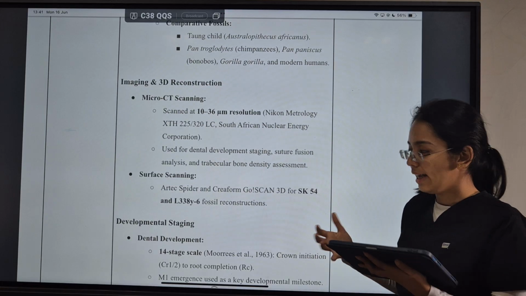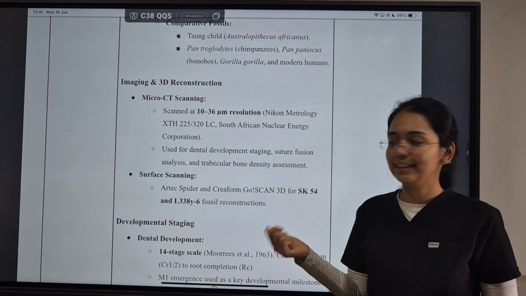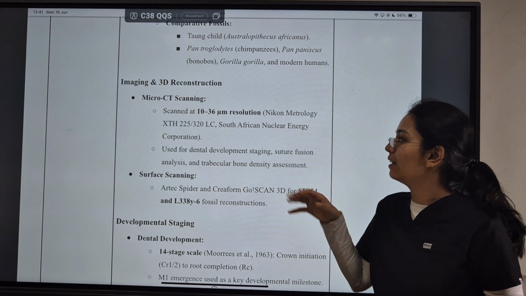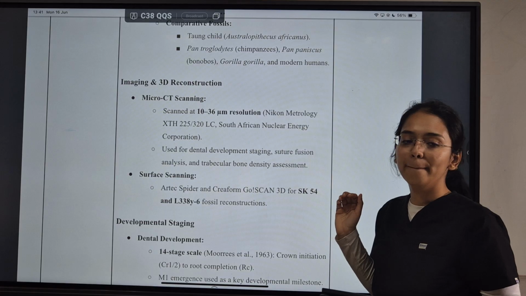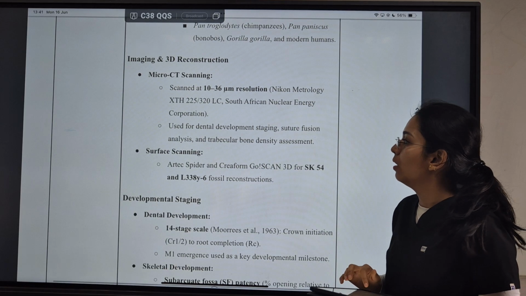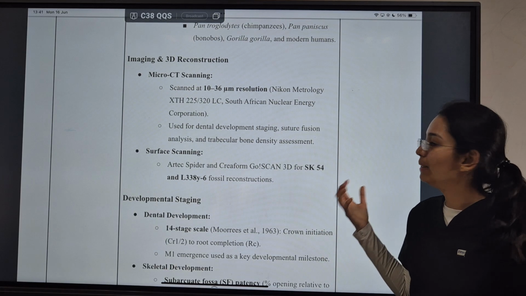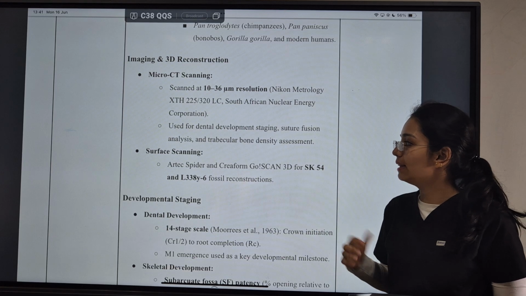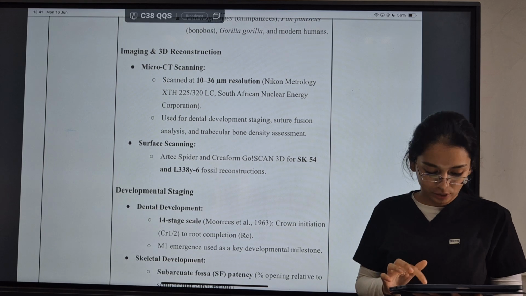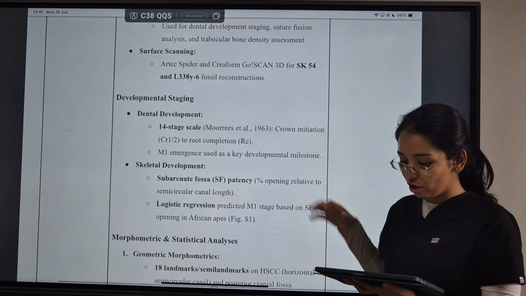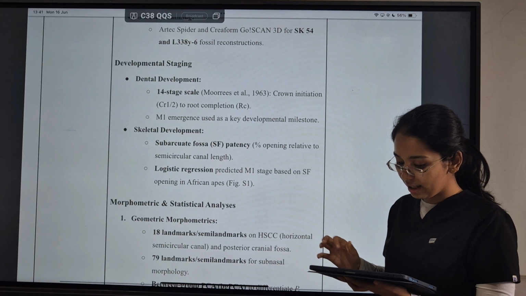So they took the specimens and micro-CT scanning was done. They scanned them at 10 to 36 micrometer resolution. They used it for dental development staging, suture fusion analysis and trabecular bone density assessment. Developmental staging was also carried out in the study.